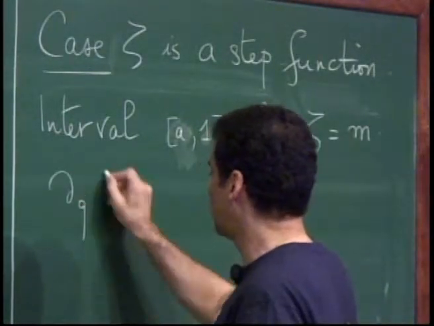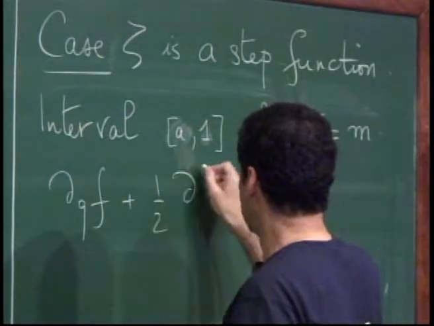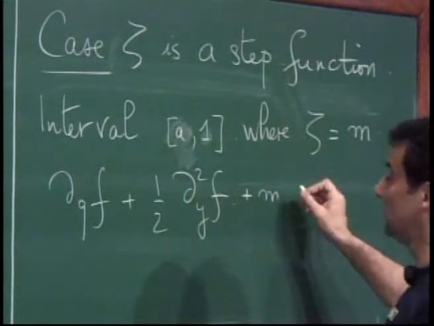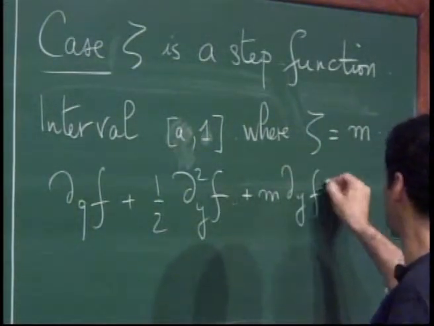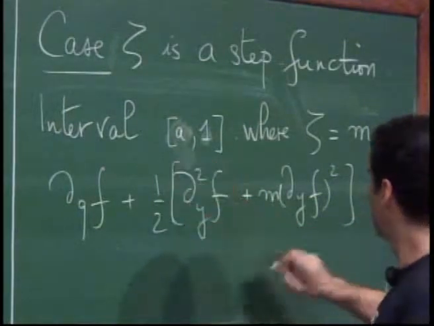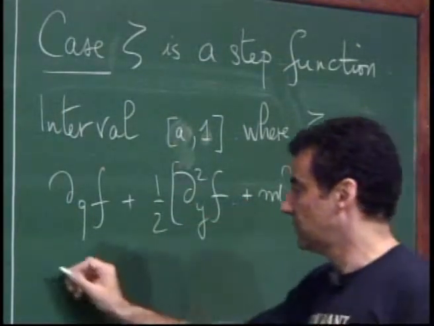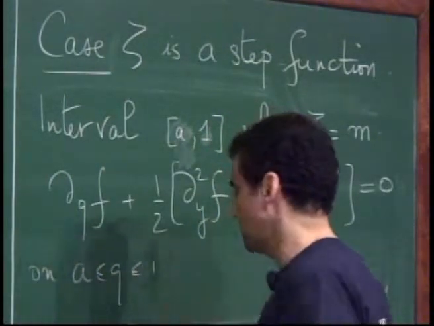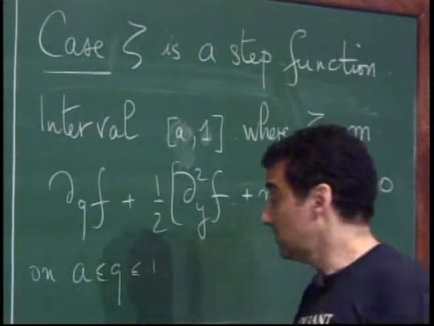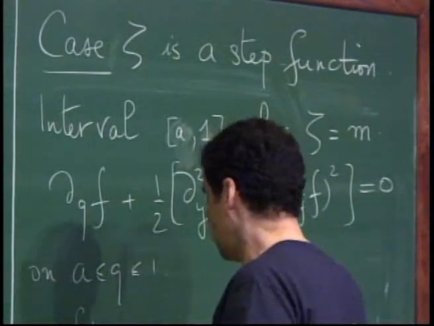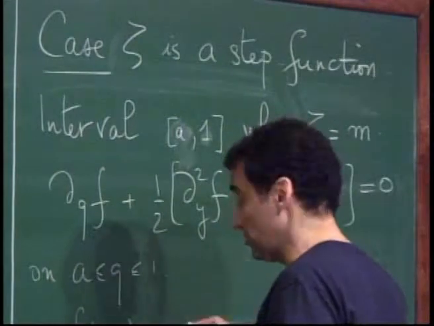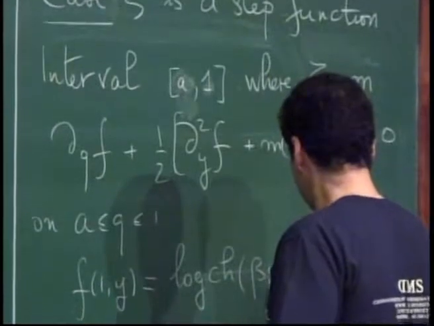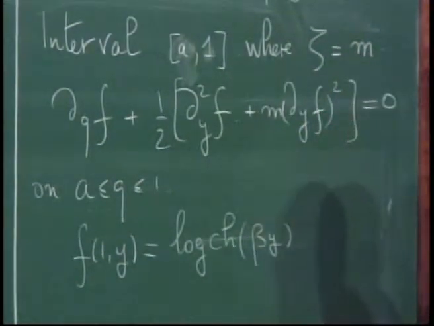So you write d_q f plus 1/2 of the Laplacian, if you want, plus this m d_y f squared equals 0 for q between, say, a and 1. And then you know the final value, f of 1. F at time 1 is given by some function, which is here log of hyperbolic cosine. And now you want to solve this.